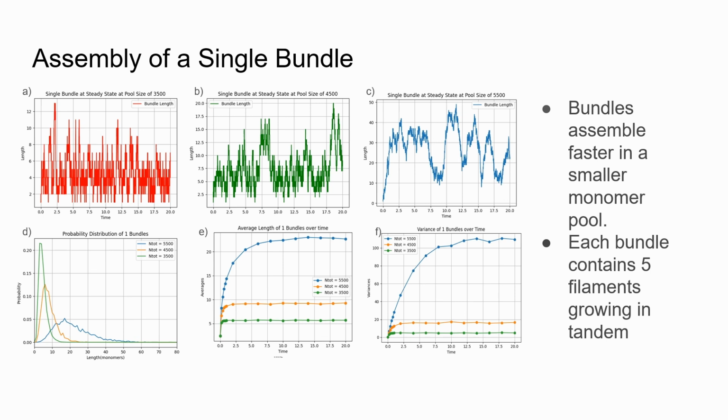Now let's look at graph E. You can see that the blue line takes a bit longer to reach a consistent average value. And in the last graph, graph F, you can also see the blue line having a greater variance value, and it takes a considerable amount of time compared to the other pool sizes to reach a consistent variance value.